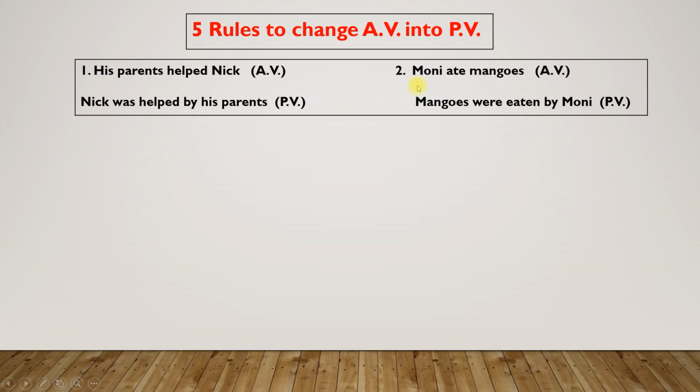Let's take one more example. Moni ate mangoes. Yes, active voice. And how to change it into passive? Mangoes were eaten by Moni. Here mangoes are the object in the sentence and Moni is the subject. So simply we have to interchange the subject and object, and since mangoes is plural, the verb is changed according to the subject number. Mangoes అనేది ప్లూరల్ కాబట్టి వర్ అనేటువంటి పాస్ట్ బీ ఫామ్ మనం యాడ్ చేయడం జరిగింది.